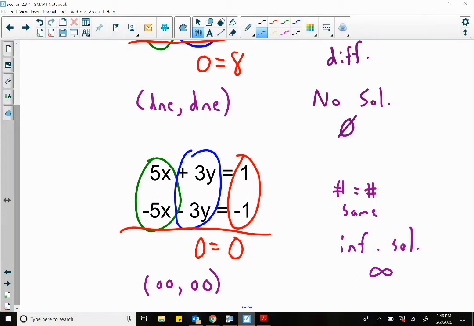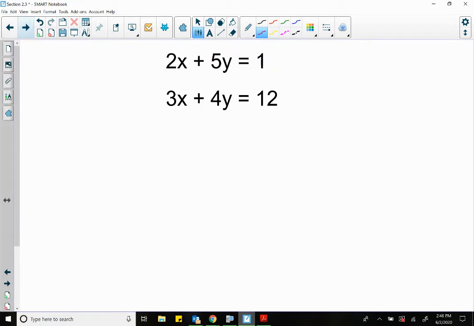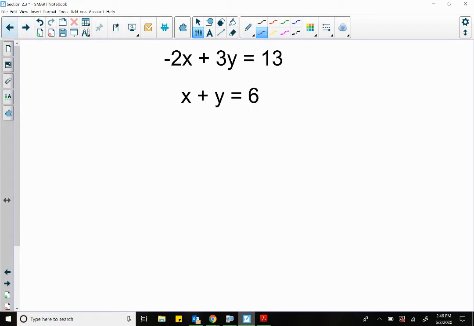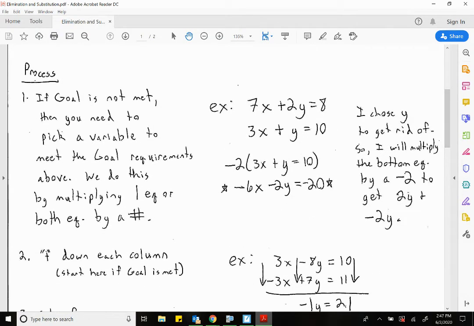Okay? So let's look at this case right here when the goal is not met. So we already know that it's not met, and we already know it's not met on this one. Okay? So let's talk about step 1. Since the goal is not met in step 1, I need you to be active in this. Solving systems, when it comes to substitution and elimination, you have to be active. You as the student have to make choices. I can't tell you what to do. I can only give you the process.